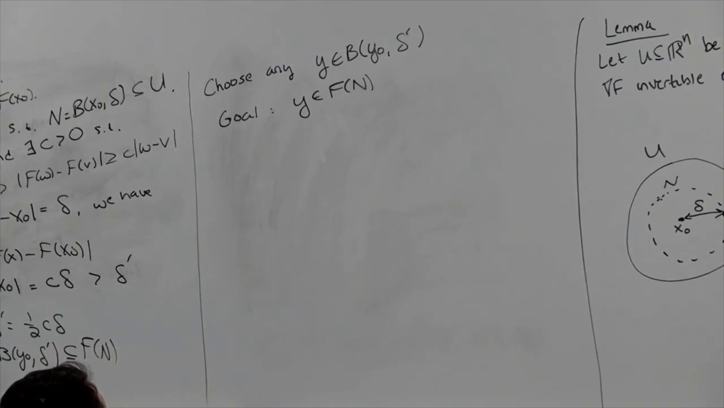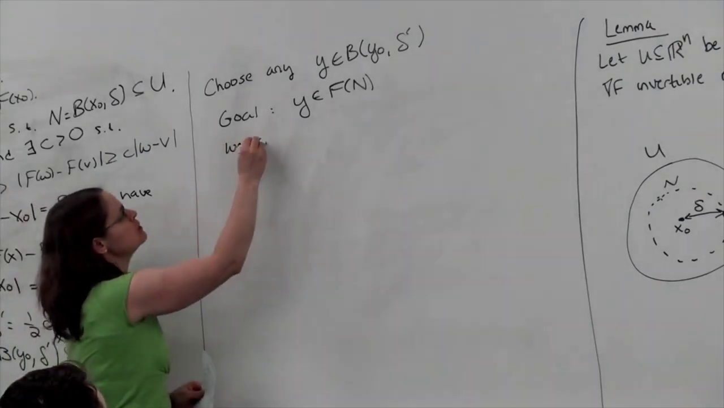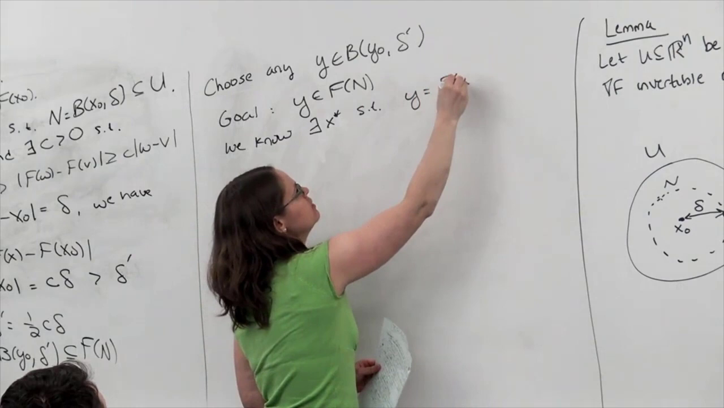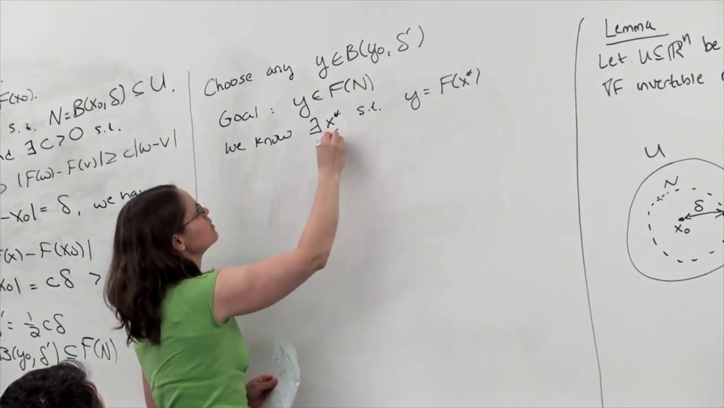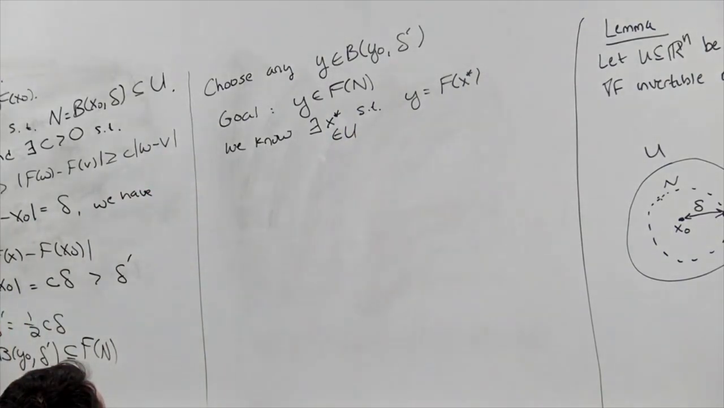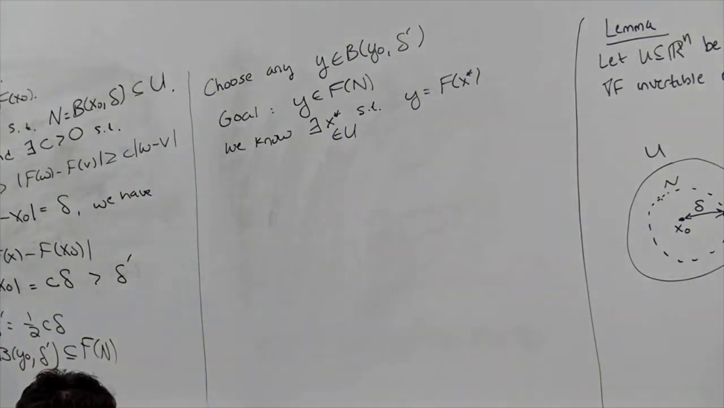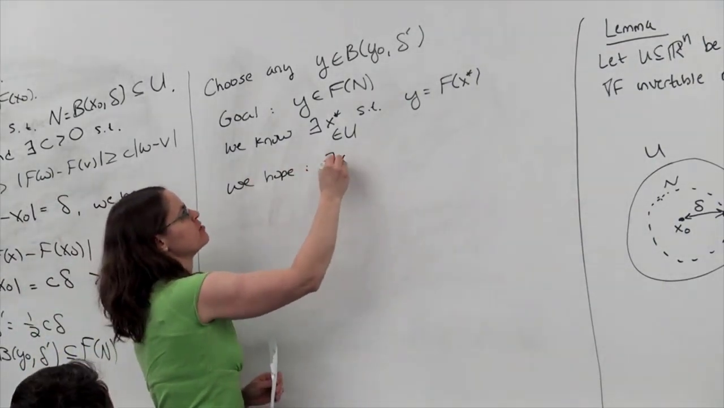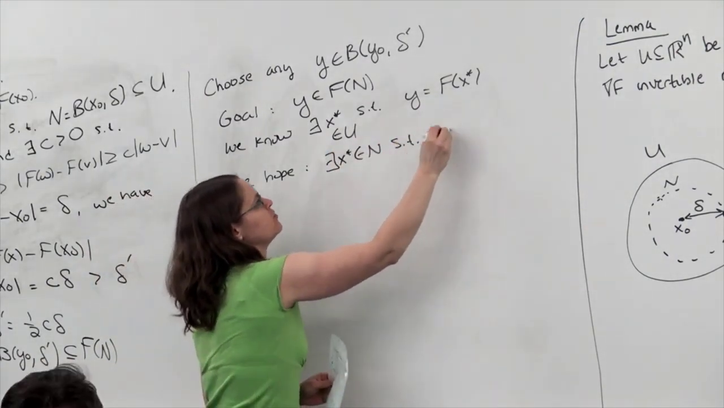Again, every step is a bit technical here, but we're just coming down to the simple definitions. We're stringing a lot of them together in ways that are less simple. But at every step here, we're just trying to build on the basic things that we know. So we know there exists some x star such that y equals f of x star, and x star belongs to u. And we hope that actually there exists an x star in n such that y equals f of x star.